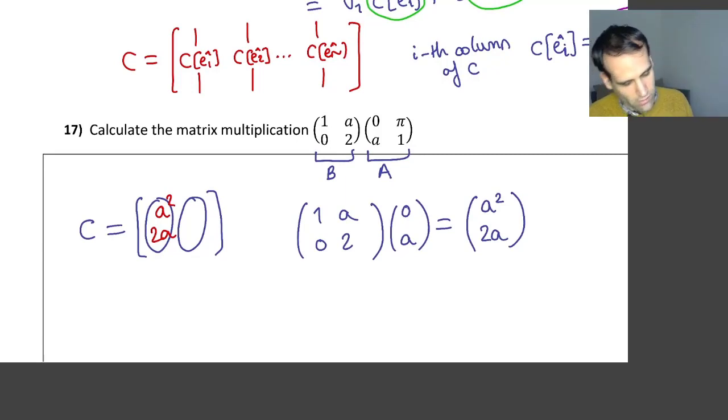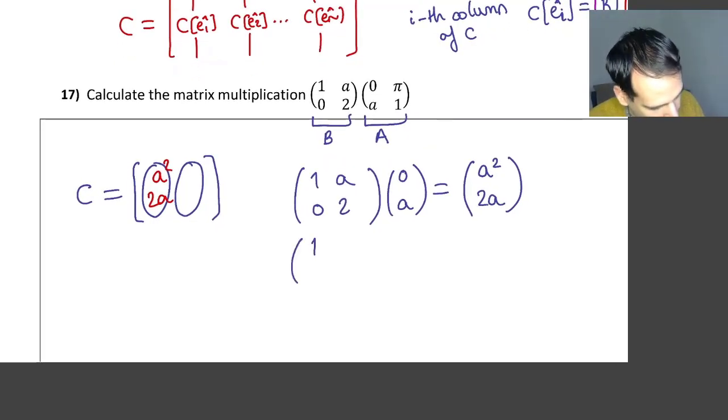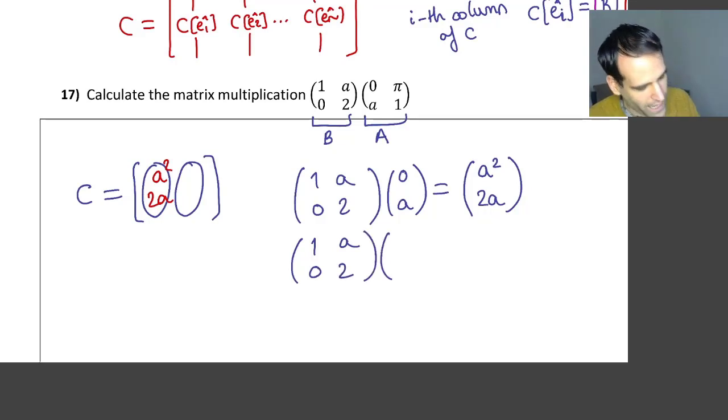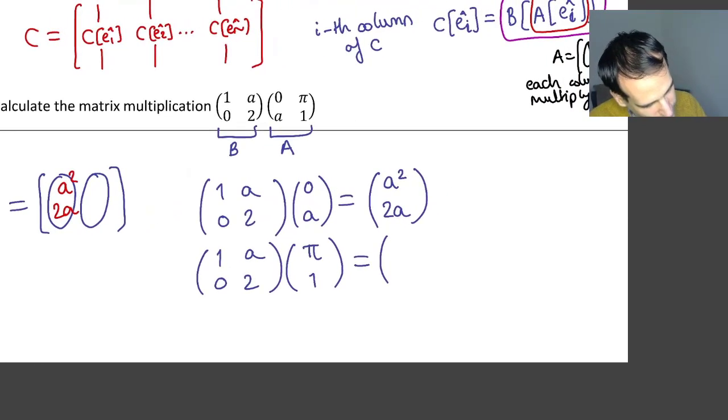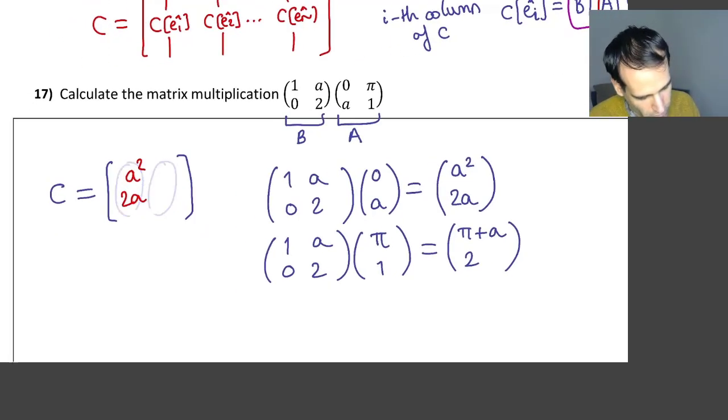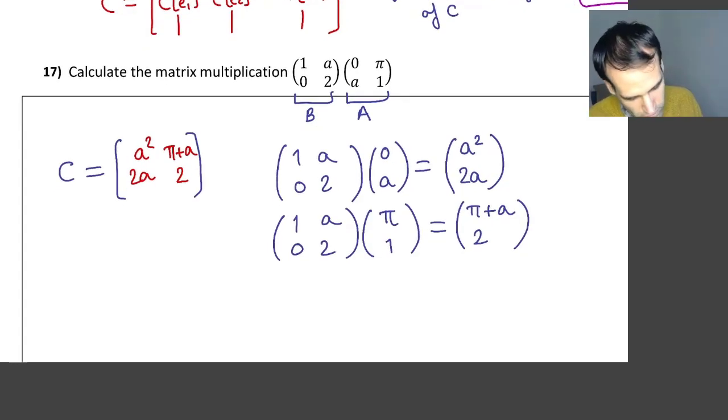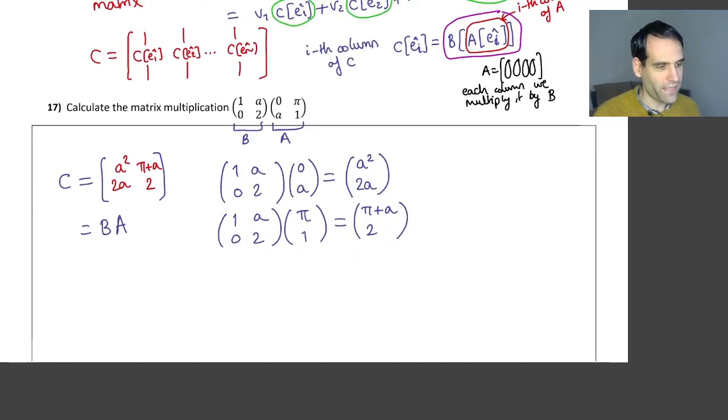And the second column of matrix C is matrix B multiplied times the second column of matrix A. So (pi, 1), which is equal to 1 times pi plus a times 1, and 0 times pi plus 2 times 1. This will be the second column of C. So we can write it as pi plus a and 2. And that will be the result of this matrix multiplication, which will be equal to B times A. So now we know how to multiply it formally.